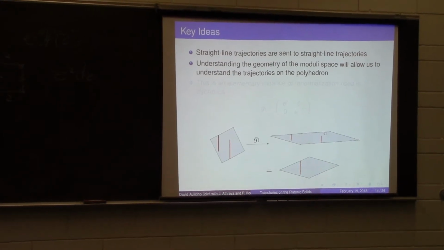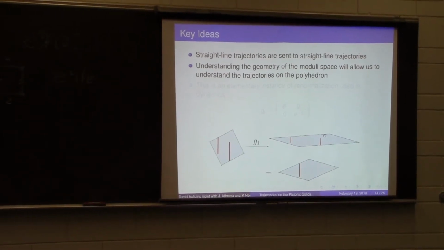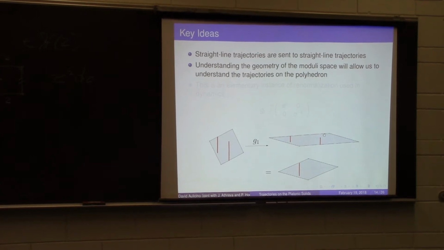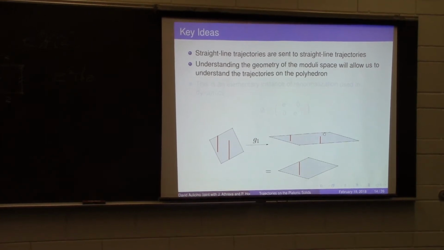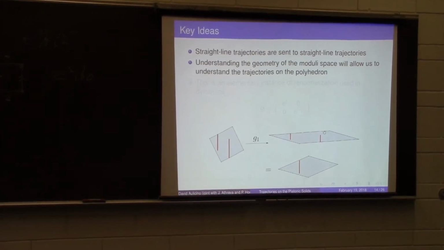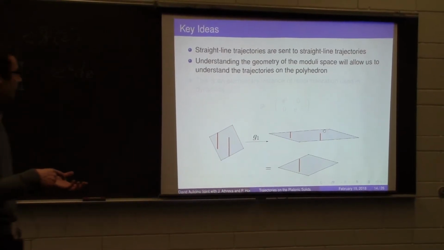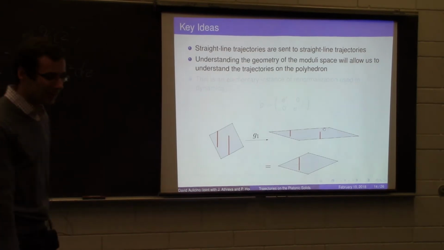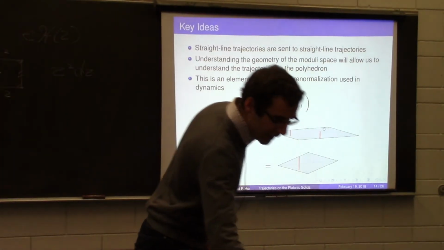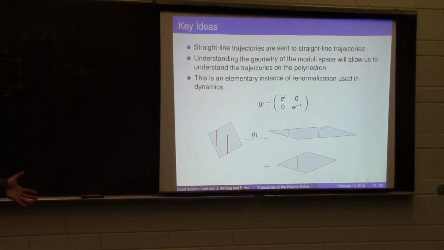So the point is we went from the polyhedron to this translation surface, and now I can consider, well, what happens if I start hitting that surface with all the elements of SL2R? That's going to actually tell us something precise about what's going on with the polyhedron, and I'm going to go through that carefully. And it's actually going to be a very elementary instance of renormalization.